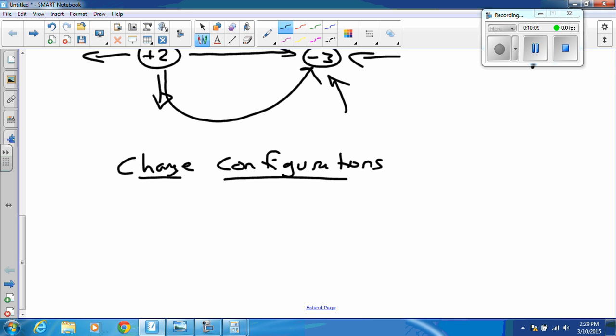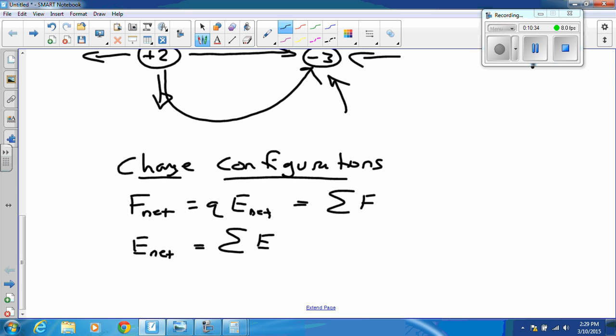Is net force the difference in net field? No. Net force should be equal to charge times net field. Right? Force equals charge times field. But net force is usually done by adding up forces. And then, if they're like that number 13 in the triangle, you need to find contributions from each and add up.